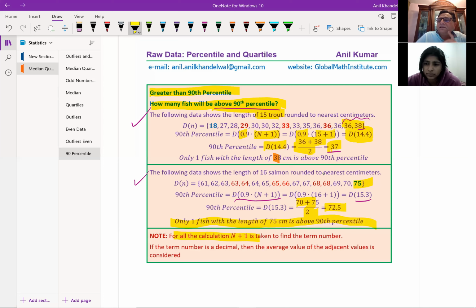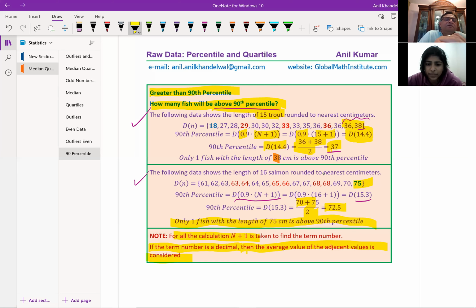And using the percentile value, if the term number is a decimal when you divide, then the average value of the adjacent values is considered, not rounding up. This is what I want to conclude with. Is that clear to you?